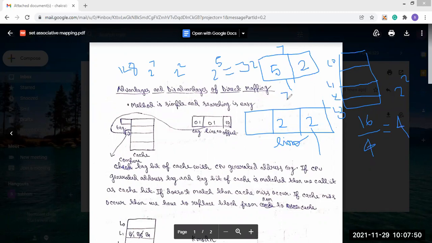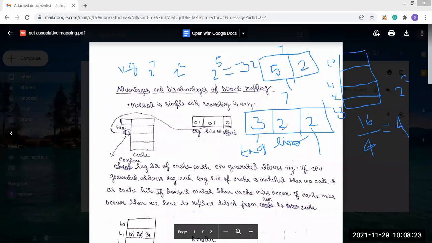And that means our total length is 7. So among them, the line number will be what? The line number is our 2 bits. And the remaining bits we call the tag. In our cache, the remaining bits are called the tag bits. So what will our total length be? It will be 7 bits, but among them 2 bits will be for the offset, and 2 bits are for the line number.